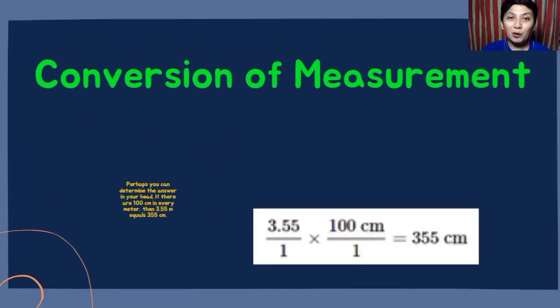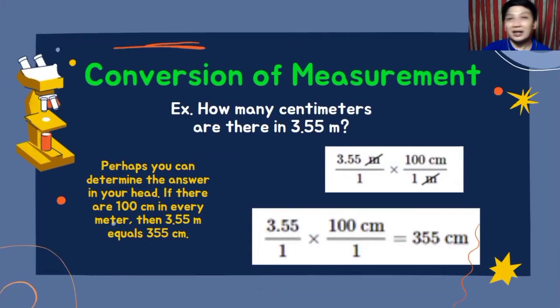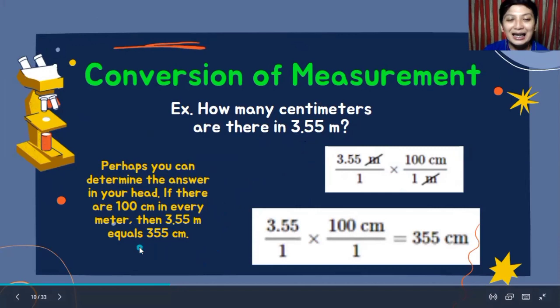Right? And of course, we have another example. Let's have this. How many centimeters are there in 3.55 meters? Perhaps you determined the answer in your head already. All you have to do is to what? Move the decimal point, if you are already familiar with the conversion unit. So if there are 100 centimeters in every meter, then 3.55 meters equals 355 centimeters. And this is how we get it.